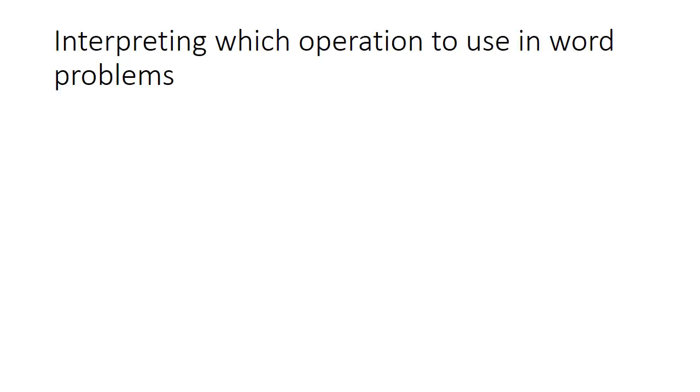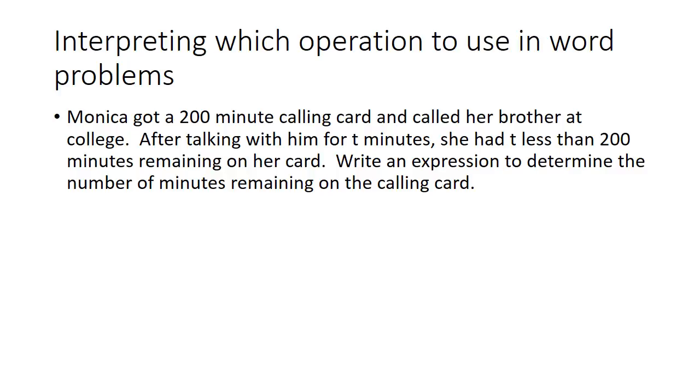Let's try some interpreting word operations to use in a word problem. Monica got a 200-minute calling card and called her brother at college. After talking with him for T minutes, she had T less than 200 minutes remaining on her card. Write an expression to determine the number of minutes remaining on the calling card. So she had 200 to begin with, and now she has less. So which operation should we use? We're going to be using subtraction. So the way we would write that is we had 200. We're going to take away what she used.